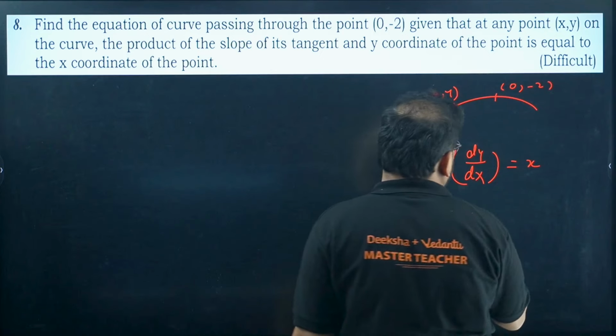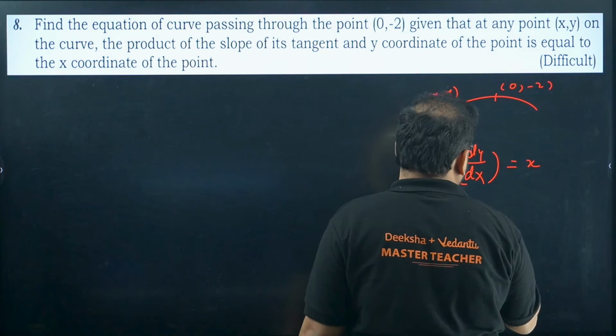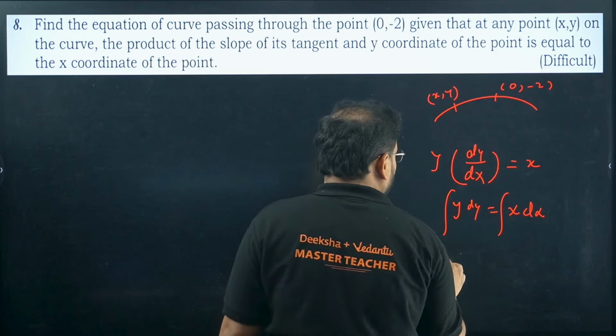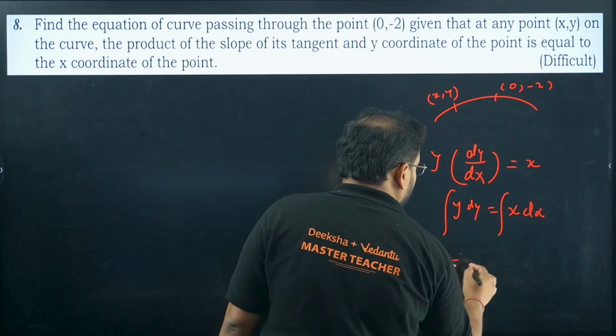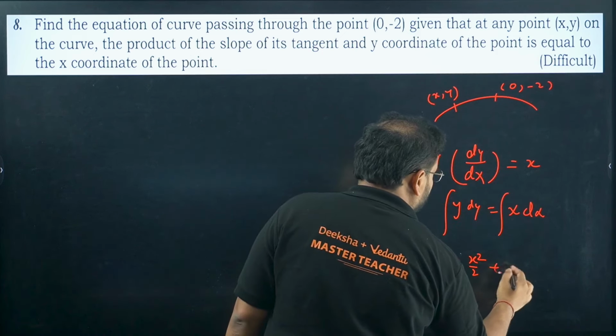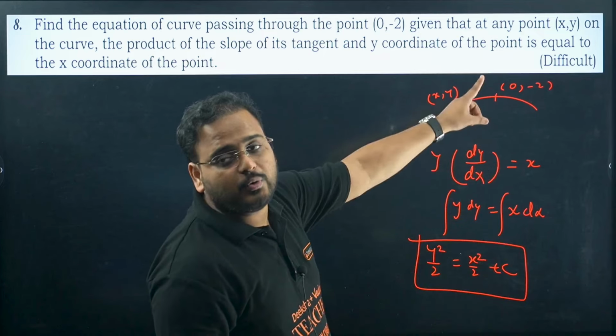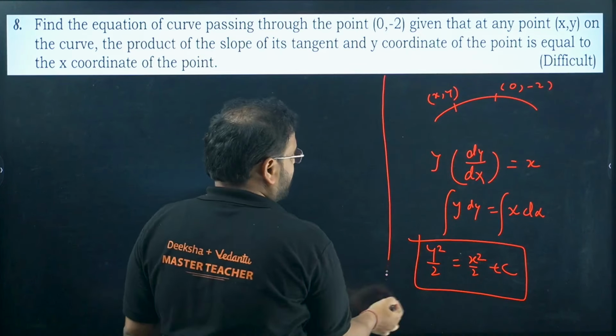Let's solve this. So we have y dy equals x dx. Integrate on both sides. We'll have y square by 2 equals x square by 2 plus c. So we are looking to find this value c with the help of the point given to us, 0, minus 2.